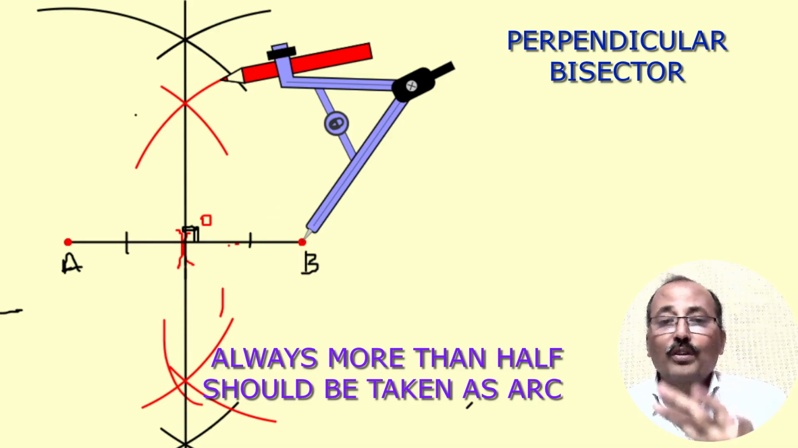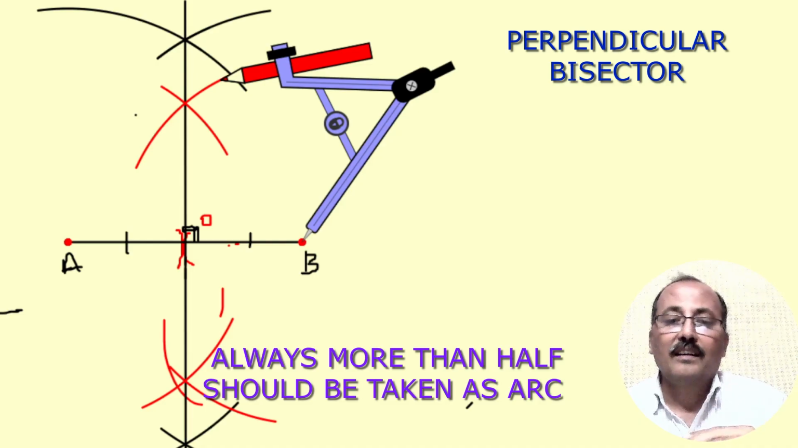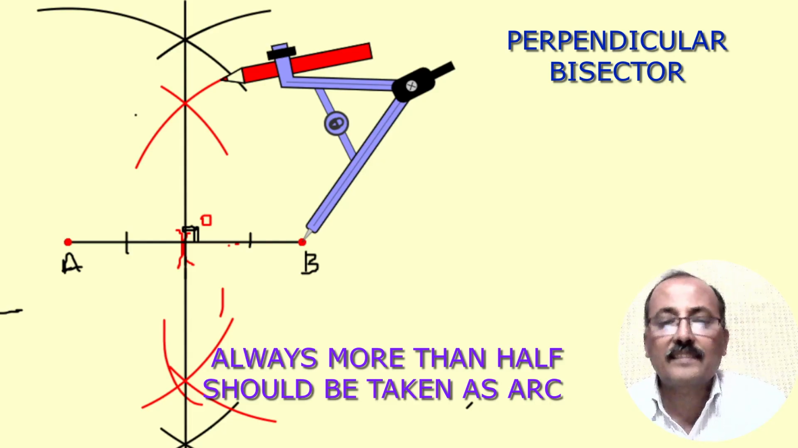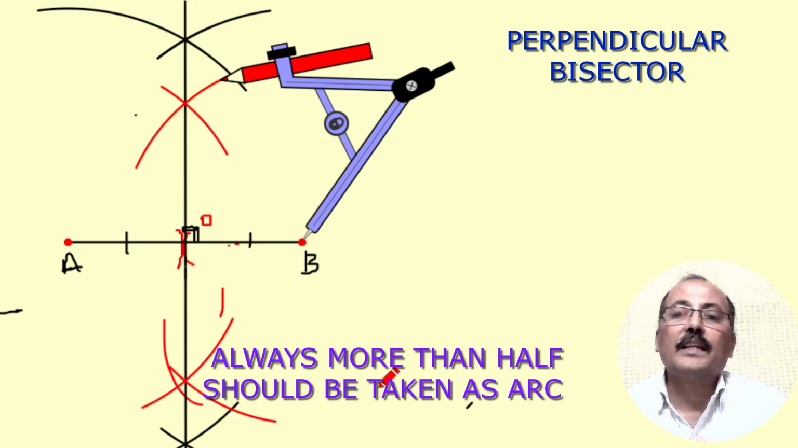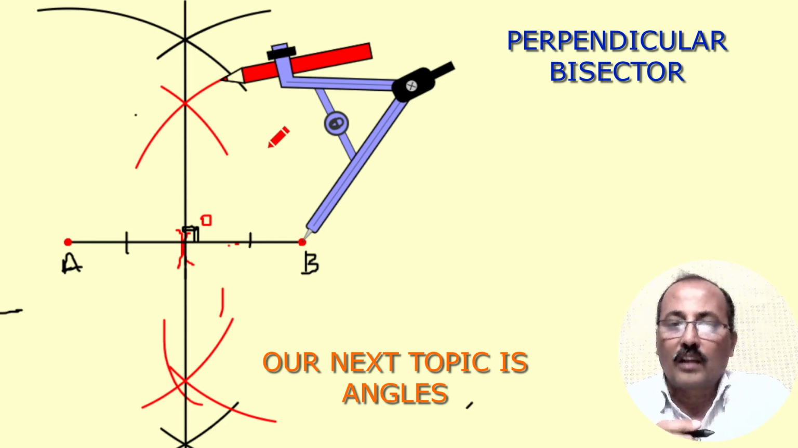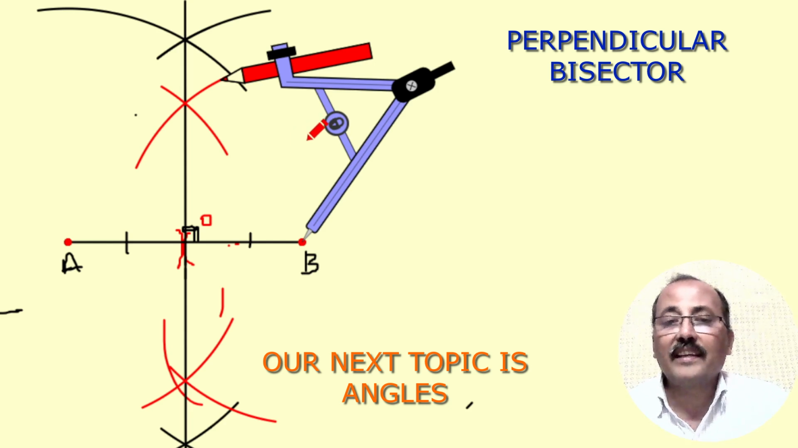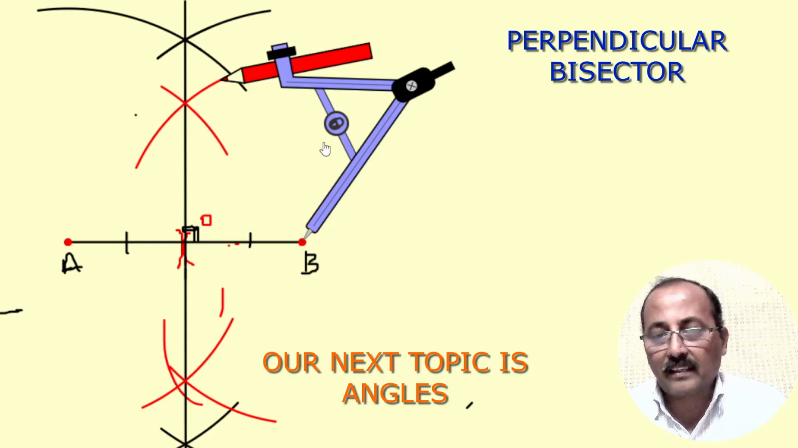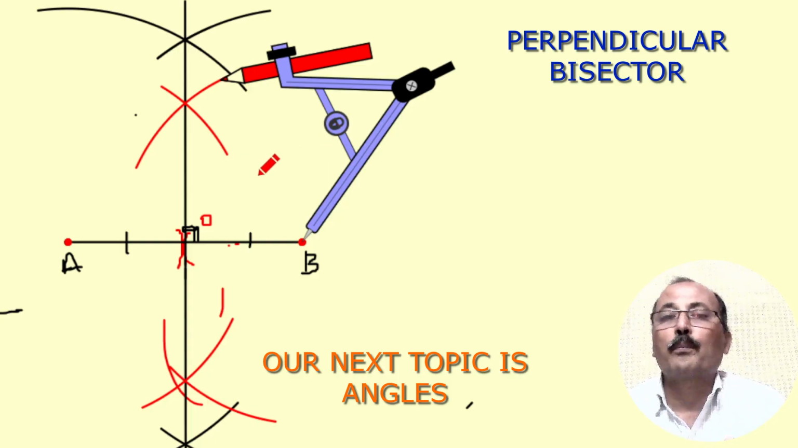In a notebook, you cannot take a bigger arc or a smaller arc. You take medium. If you take a smaller arc, that won't intersect at all. So you take a little bit more than half, then it will be convenient, not a bigger arc. So till now what we have seen is line segment construction, bisector, and in that itself, perpendicular bisector.